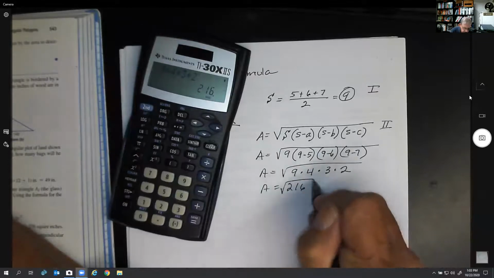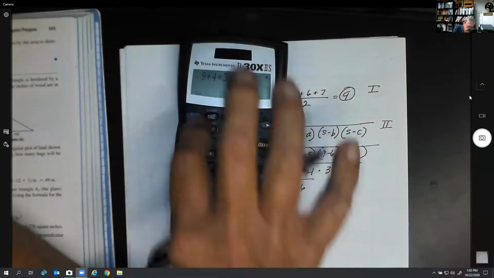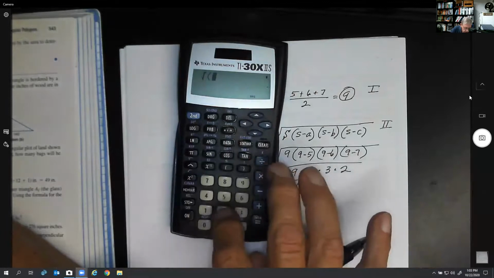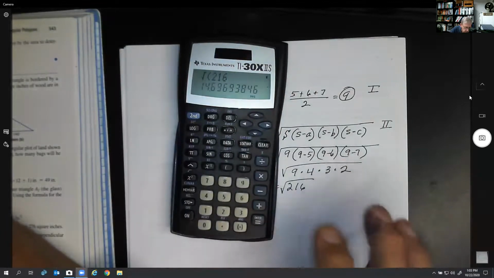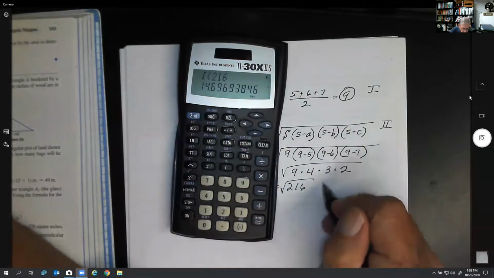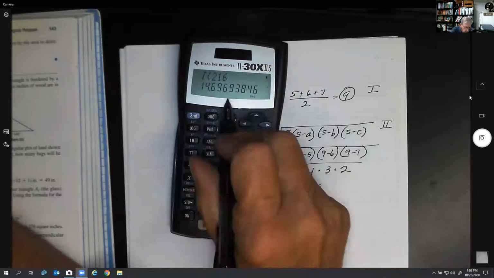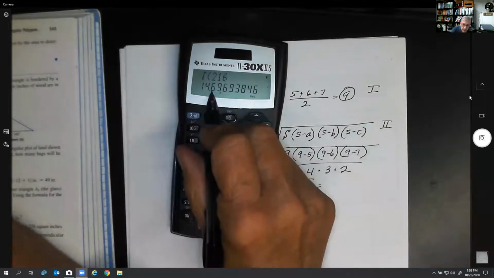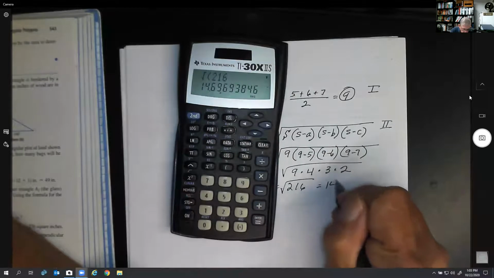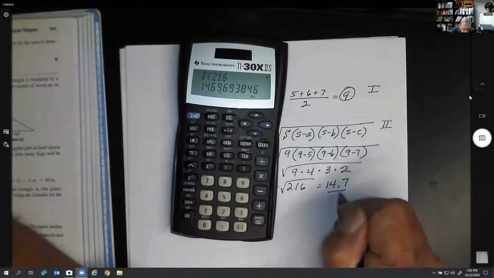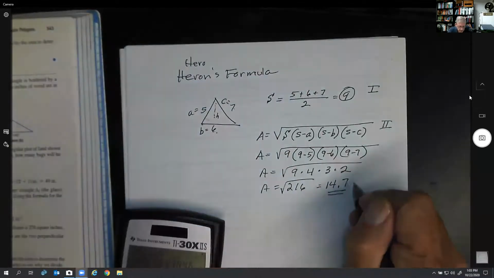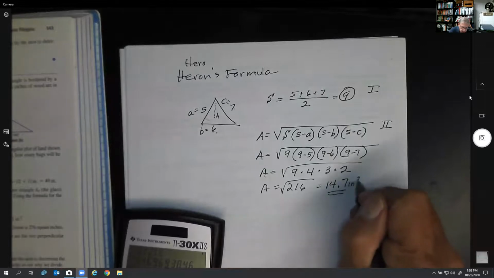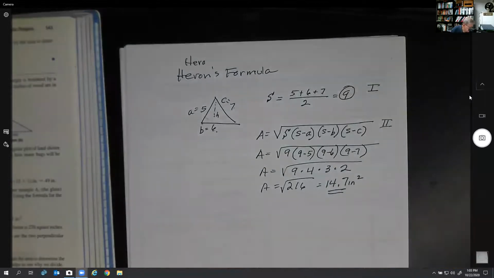Now I've got to take the square root of that. Second, x squared, 216 equals. So the area is about, I'm going to round it off to 1 decimal point. See, the 9 is pretty big, so I'm going to round it up: 14.7. And again, these would be in inches. This would be inches squared. So that's how we kind of do it.